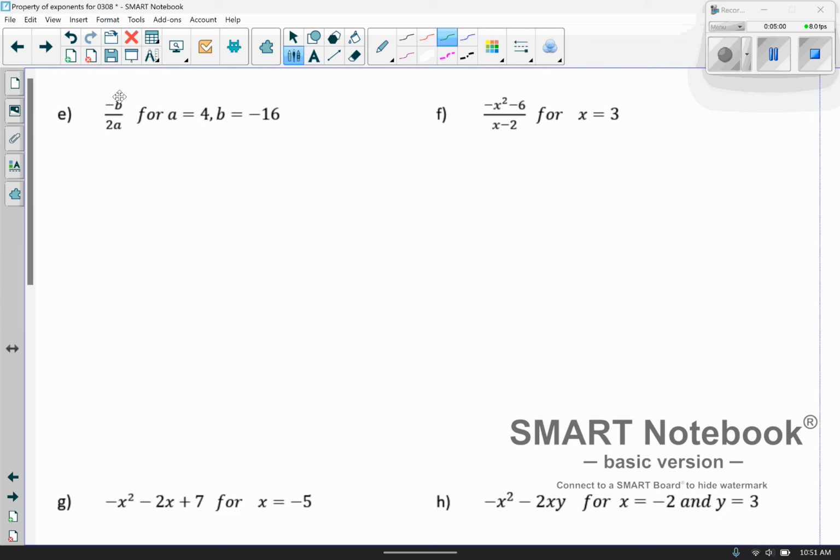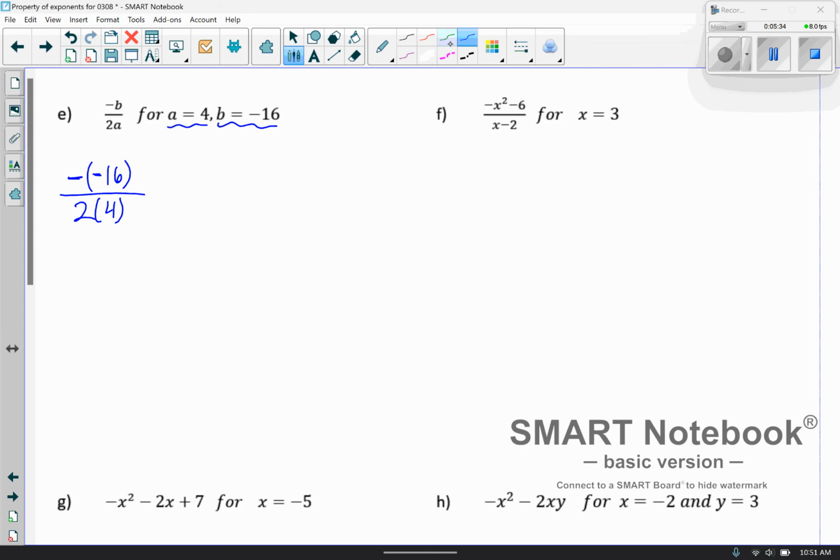So right here I have negative b divided by 2a, and that's actually a formula too that we'll cover in a later course in college algebra. So right here we have negative b over 2a, and they give me a value for a and for b, so we're going to substitute those in. This time I have two variables. Be careful because the negative is part of the formula, and then for b I'm going to substitute in negative 16, and then divided by 2 times my a value, which in this case will be 4.